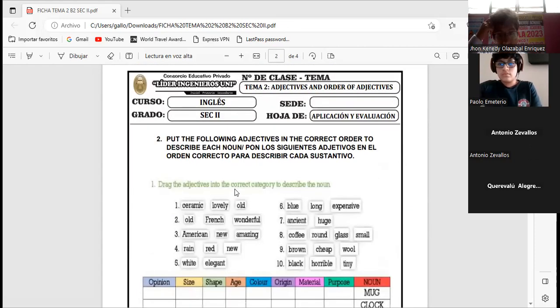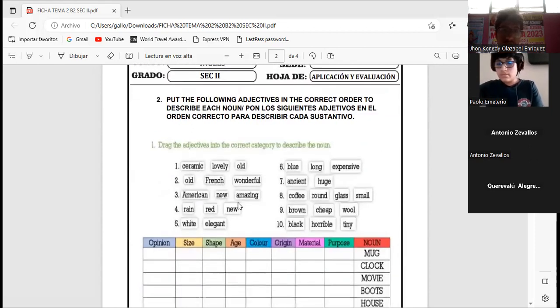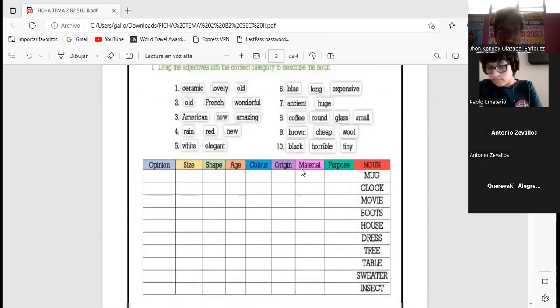Okay, we have the number 2. It says, put the following adjectives in the correct order to describe each noun. Pon los siguientes adjetivos en el orden correcto para describir cada sustantivo. ¿Se acuerdan que hicimos una lista y luego hicimos como una línea de tiempo? For example, dice acá, mug, este es el nombre, este es el sustantivo. Cloth, movie, boots, house, dress, tea, table, sweet insects. For example, ceramic, lovely, old.